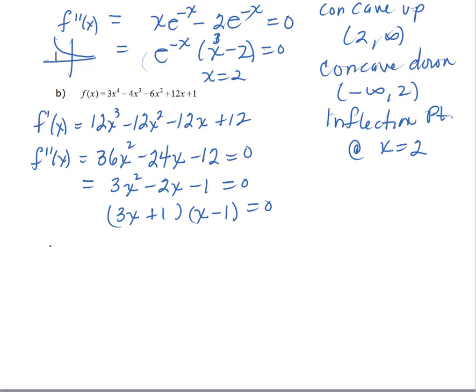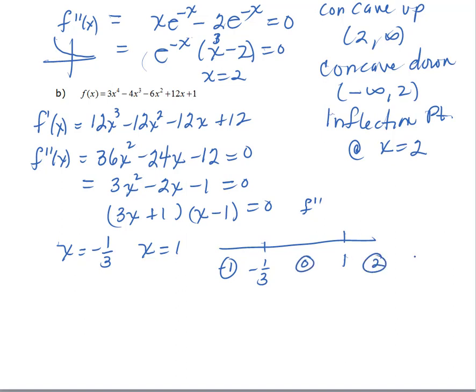Setting both of those factors equal to 0, I get x is equal to negative 1/3 and x is equal to positive 1. And so when I'm testing intervals, and again this is my second derivative I'm testing, negative 1/3 is an endpoint of an interval. So I'm going to test to the left of negative 1/3, which would be negative 1. I'll test between negative 1/3 and 0. And I will test to the right of 1, which is 2.